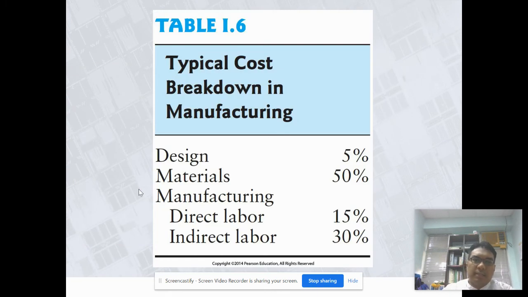So the last slide on this introduction chapter, I just want to highlight the typical cost breakdown in manufacturing. If we have 100% of the cost of manufacturing some product, this is the distribution of the cost. The highest cost is of course from the material of the product itself. Then 5% is from the design process, and another 45% is divided for labor, which is direct labor 15% and indirect labor 30%.